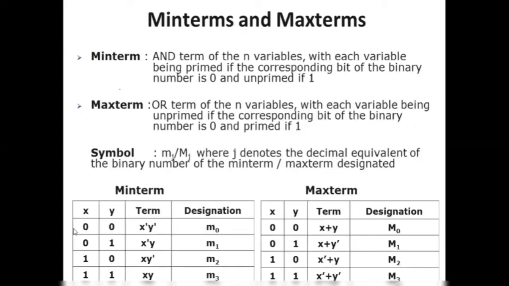What's a min term? A min term is defined here. A min term is defined as an AND term of n variables, with each variable being primed if the corresponding bit is 0 and unprimed if it's 1. You can see x and y have zeros here, so they are being primed mainly because the corresponding bit of the binary number is 0. These are 0, so these are being primed in the AND term. This is not primed because the value is 1.